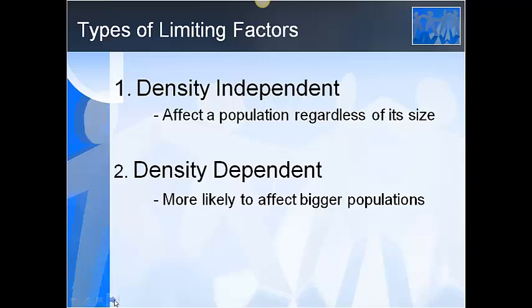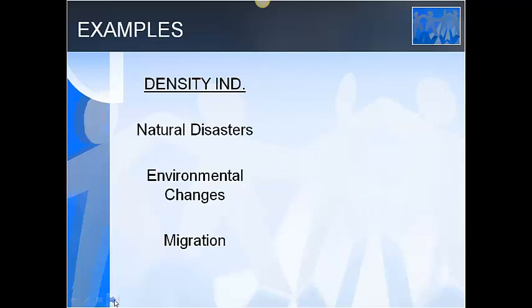Okay, to make this a little less abstract, and give you some good idea of what I'm actually talking about here, I want you to write down some examples. On our density independent side, remember these are things that will affect a population's growth no matter how big it is. Examples are natural disasters, like earthquakes, tornadoes, floods. They will affect the growth of a small population as well as the growth of a big population. Environmental changes, such as climate change. And then finally, migration, organisms moving from one area to another. Again, it doesn't matter how big or small that population is, it will be affected either positively or negatively in its growth because of those factors.